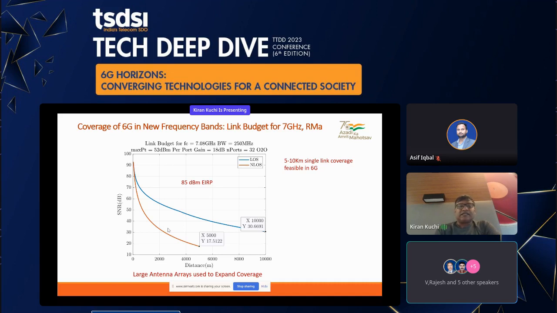Of course, the effective radiated power is 85 dBm EIRP. This comes from the use of a large number of antenna elements. So the moral of the story is that one can build a cell site with 5 to 10 kilometer range using new radio access technologies.